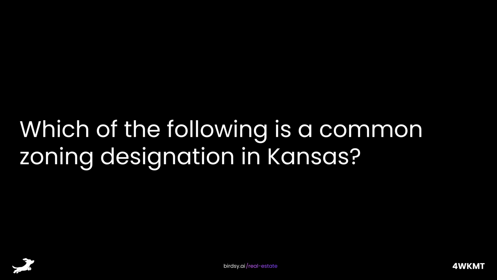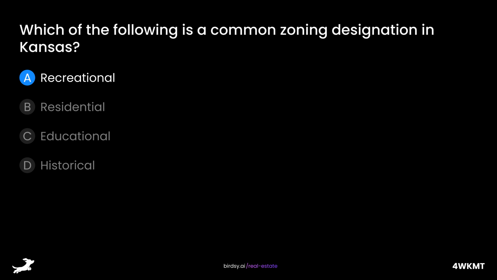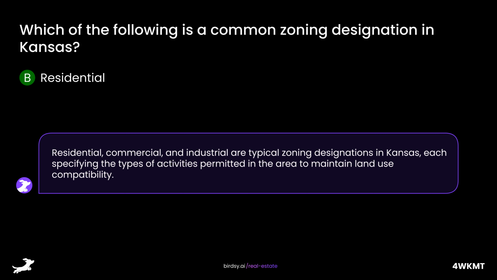Which of the following is a common zoning designation in Kansas? Is it A, recreational, B, residential, C, educational, or D, historical? The answer is B, residential. Residential, commercial, and industrial are typical zoning designations in Kansas, each specifying the types of activities permitted in the area to maintain land use compatibility.